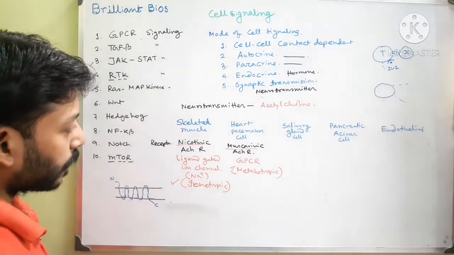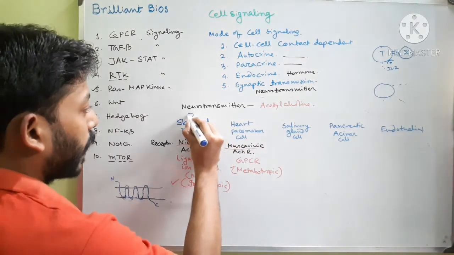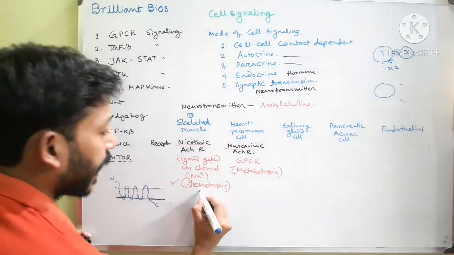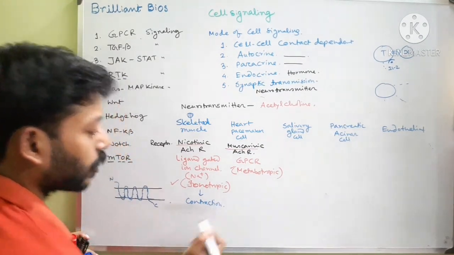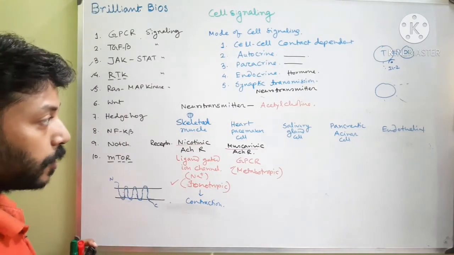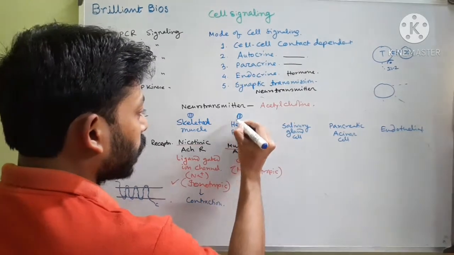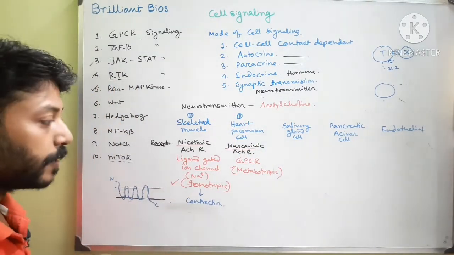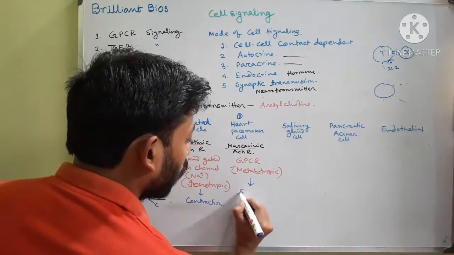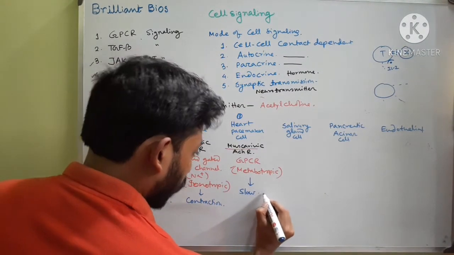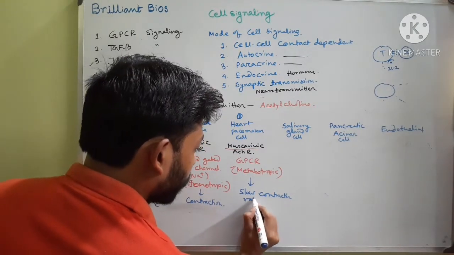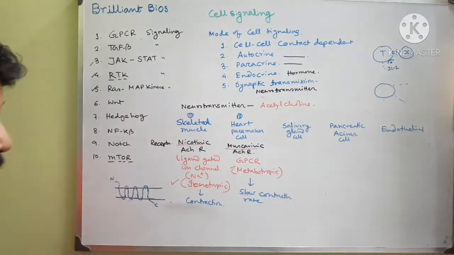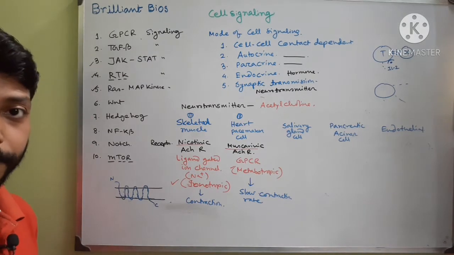When acetylcholine binds with the nicotinic receptor, it helps in the contraction of the muscle. But when acetylcholine binds with this muscarinic acetylcholine receptor, it slows the contraction rate of the heart muscle. Can you see? It is so different.